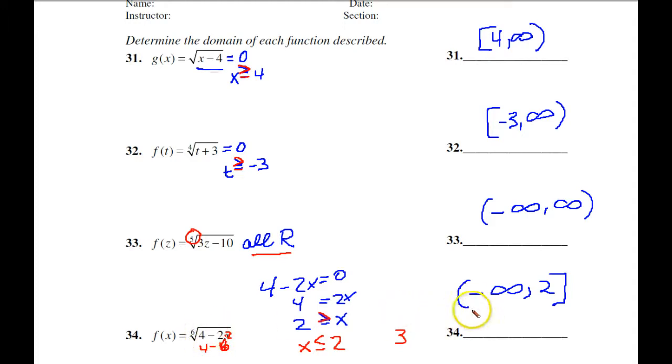So this is the domain. Negative numbers are good because a negative times a negative makes a positive. That's why we have negative numbers up to 2. If the number is larger than 2, it makes what we have under the radical sign negative, and those are excluded.